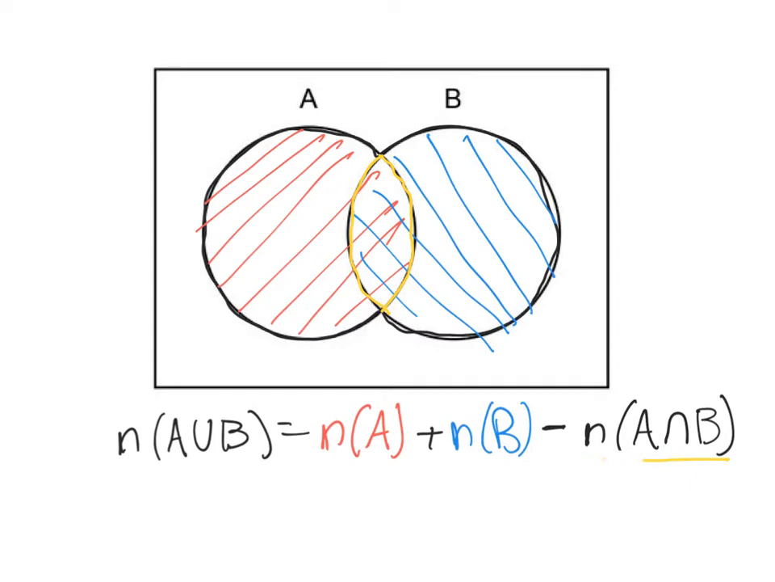So here is our formula that we can use in order to determine the number of elements in set A or B when we have an intersection of sets, as we do in this diagram. So it's the number of elements in set A plus the number of elements in set B minus the number of elements in set A and set B. Okay, let's see how we can use that to solve a problem.